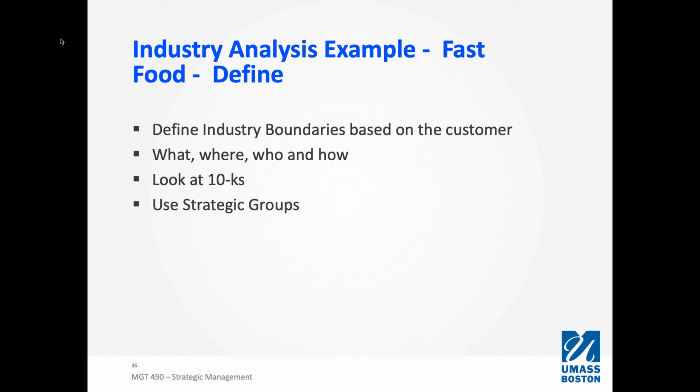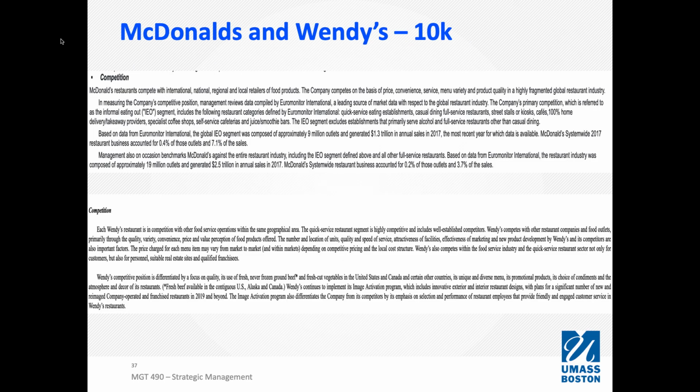Let's say, for example, that you didn't know what industry you're in. There are two things you could do. One, you can look at 10Ks, and two, you can use something called strategic groups. If you go to a 10K, you guys can't read this, I realize that now. This is McDonald's and Wendy's. They say who they compete against. They help you define who their industry segment is. McDonald's restaurants compete with international, national, regional, and local retailers of food products. They even say how they compete: on the basis of price, convenience, and service. They tell you who they compete against, so oftentimes you can do research and just figure out who else should be in that industry.